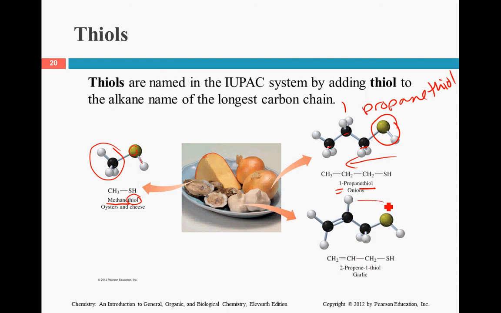This one's far more complicated. Once again, we have propane, but we have a double bond, which making it propene. Remember to count from the sulfur. That means 1, 2, 3. On the 2nd carbon is the double bond, so 2 propene. Then on the 1st carbon is the sulfur, 1 thiol.